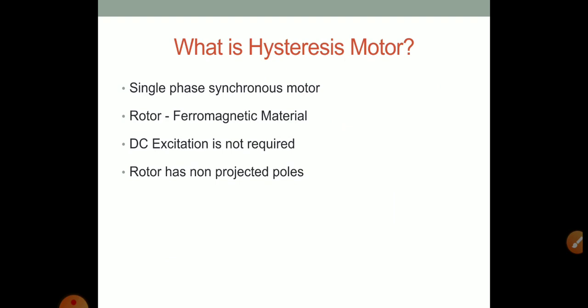Now first topic is what is a hysteresis motor. A hysteresis motor is a single phase synchronous motor which does not require any DC excitation at its rotor. Its rotor is made up of ferromagnetic material which has a large hysteresis loop. Its rotor has non-projected poles, that means the rotor surface is very smooth.